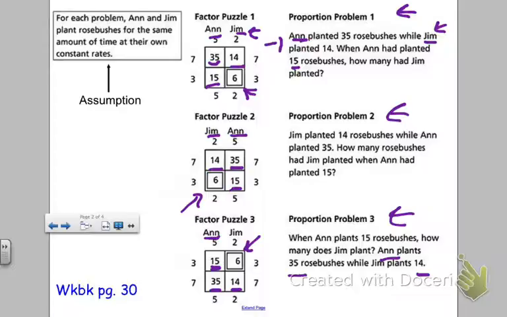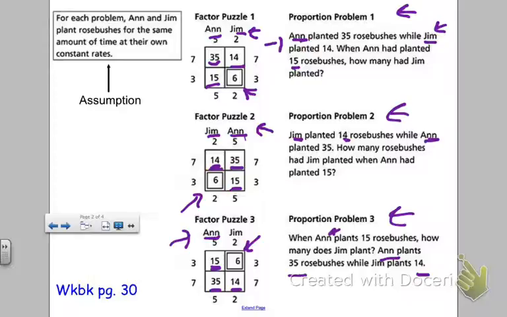In proportion problem 2, Jim was mentioned first and Anne was mentioned second. And so that's what it looks like in our labels, Jim first and Anne second. But again, you have the 14 underneath Jim, 35 underneath Anne, 15 underneath Anne, and again, the missing number went underneath Jim. Proportion problem 3, same exact thing. They mention Anne first, Jim second, and they do it in a little bit different order where they kind of ask you the question first and then they give you other information later. Every single problem is exactly the same. All they did was change the order.